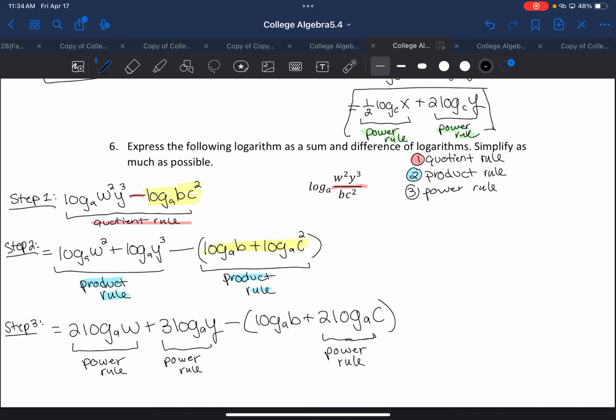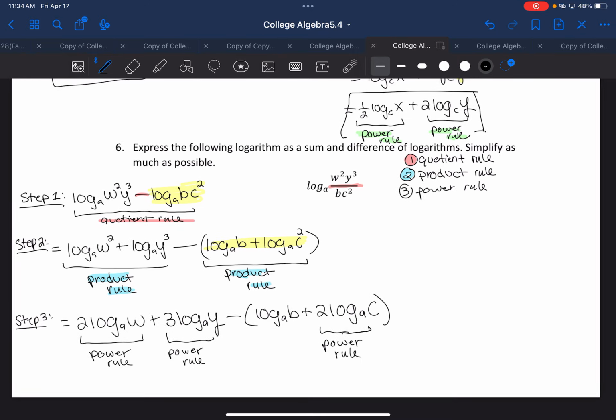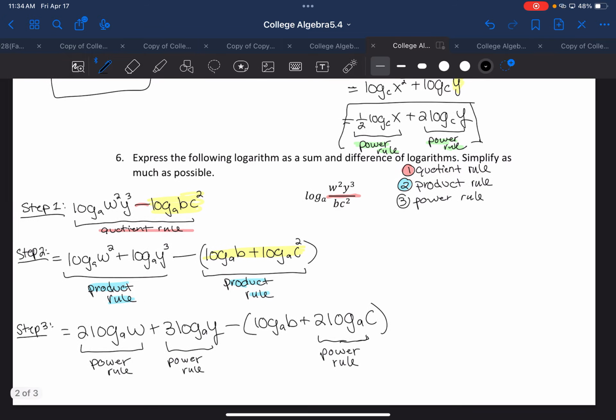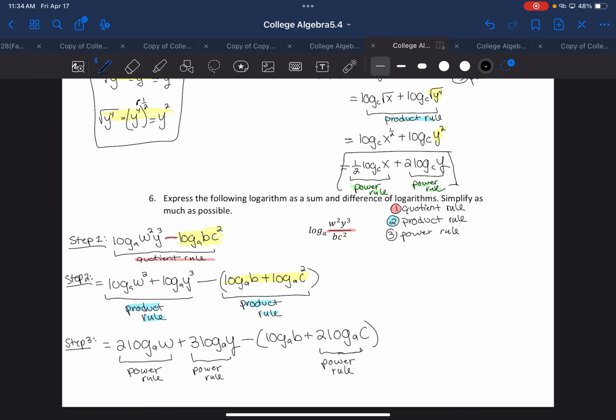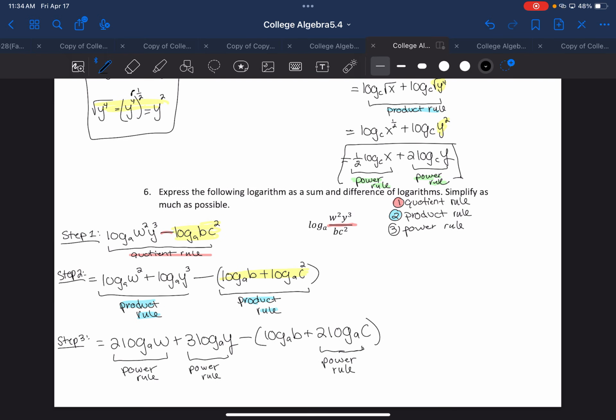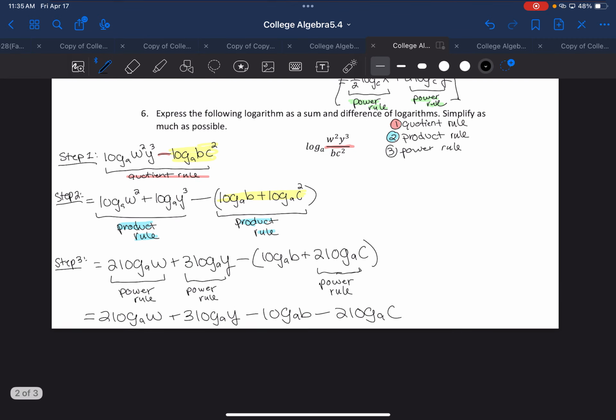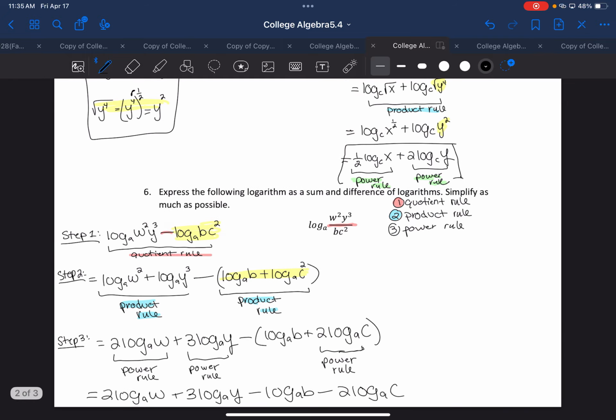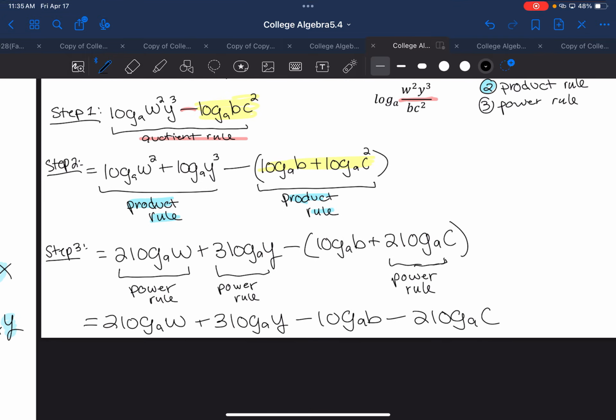Now, if I'm being honest with you, I think Pearson would accept this answer without you distributing it as long as you had the parentheses. But it's definitely a good habit to get into simplifying all the way. I don't know if they would or not, to be honest. I think they would, but I don't remember. But if I distributed the negative, this would be 2 log base a of w plus 3 log base a of y minus log base a of b minus 2 log base a of c. But I definitely want to distribute it here for the purpose of what I'm about to say. So that would be my final answer.